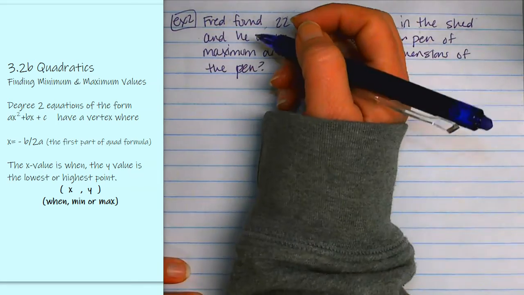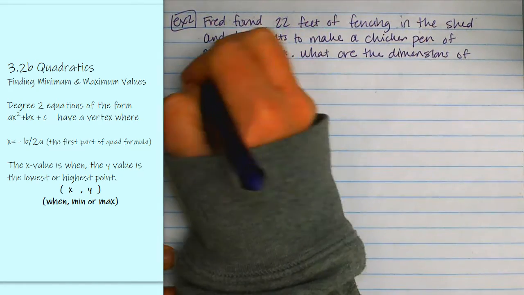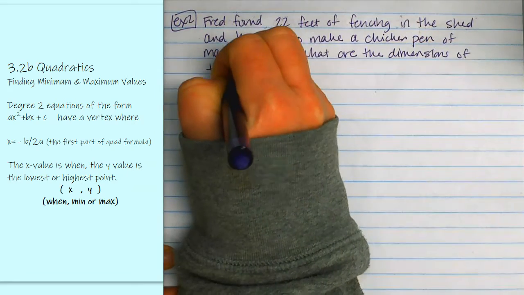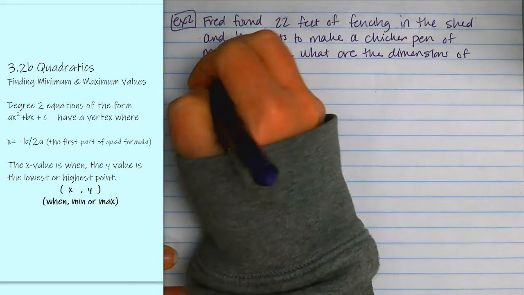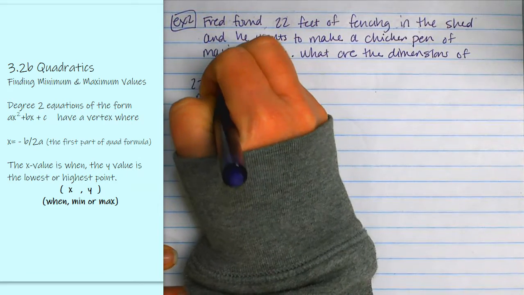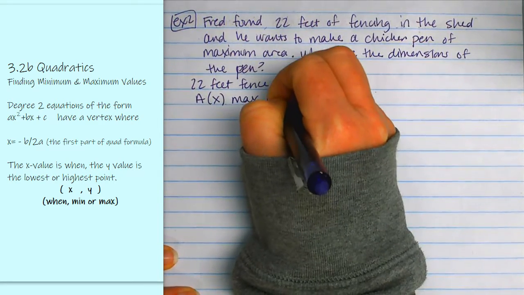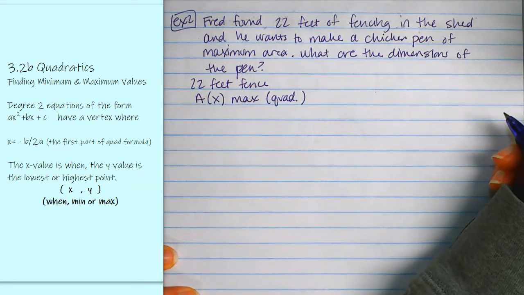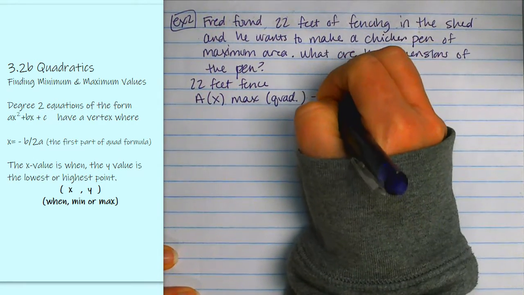All right, so we're back. We're going to say we have 22 feet of fence. These are the key points you would write down. We need the area to be a max. So we need this to be the quadratic formula that has a squared in it, that has area. So we can use negative b over 2a.